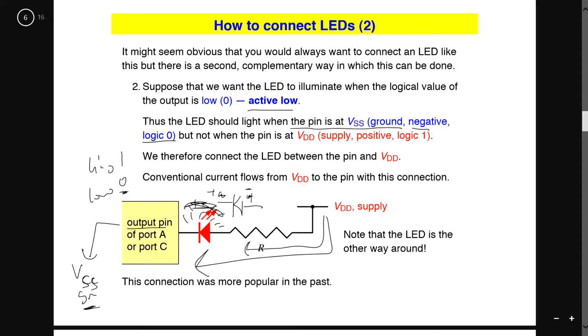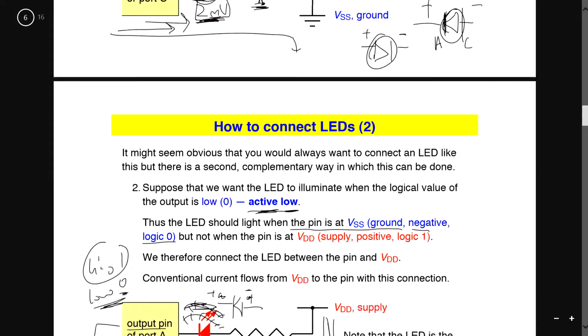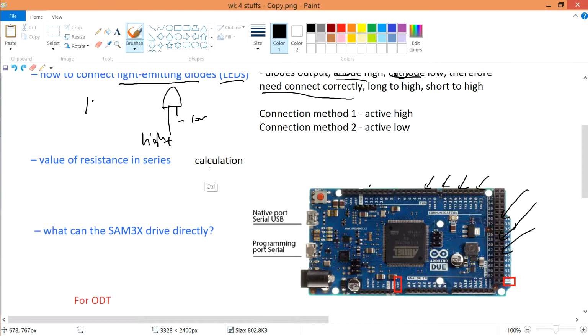So when it is high, you input a 1 voltage over here, I mean 1 millivolt, you're going to turn off this light. So when high, it's not active. So when low is active. Previously, in the previous method, when high, then it's active. So be careful of the rearrangement of the diodes and how the supplies and the grounds are arranged. Therefore, let's calculate the value of the resistance in the series.